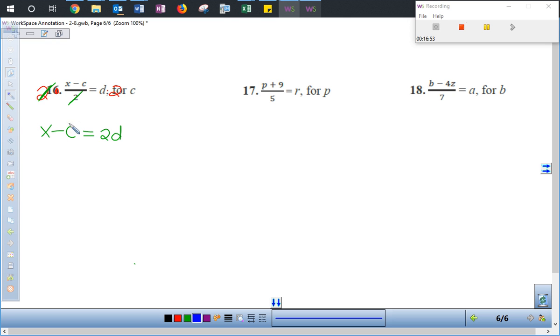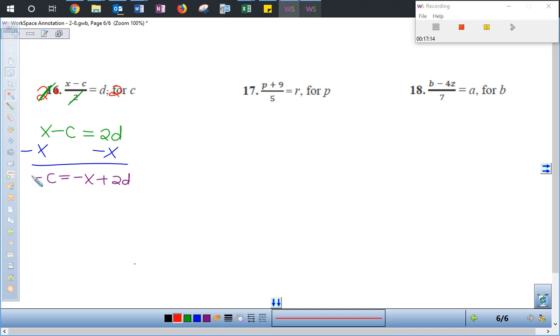Next, I want to get c by itself, so I'm going to subtract this x from each side, and that leaves me with negative c equals, if you want to put 2d minus x or negative x plus 2d, I'm used to, when I see an x, putting it first. So I'm going to go ahead and say negative x plus 2d. If you wrote it the other way, that's fine. Go ahead and leave it.